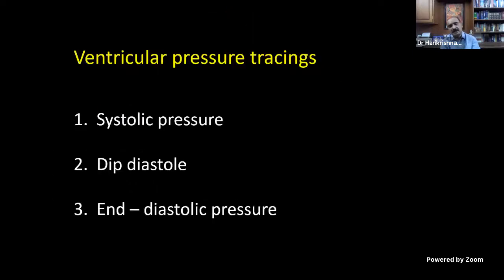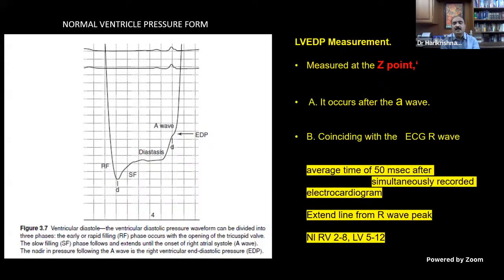So ventricular pressure tracing, you should know three things. What are the three things? You should know the systolic pressure. You should know what is called the dip diastole. We should know the most important pressure, that is called the end diastolic pressure or the LVEDP. That is one of the very important pressures. What is LVEDP? Ventricular end diastolic pressure is very, very important because it indicates the ventricular diastolic properties.